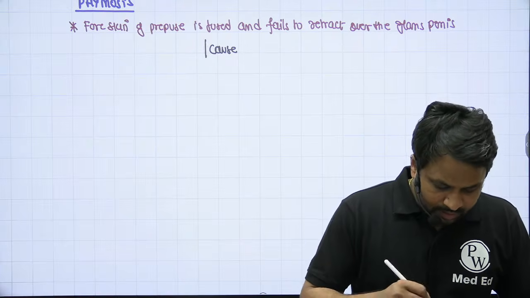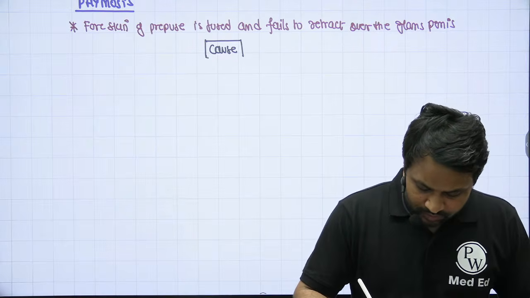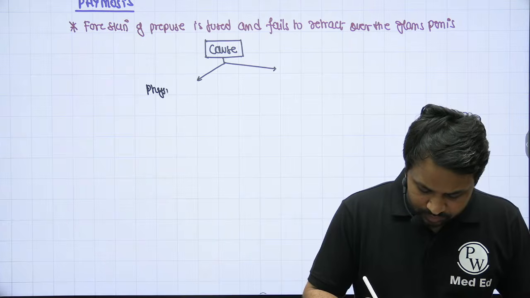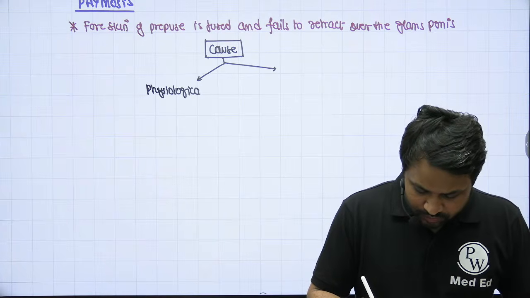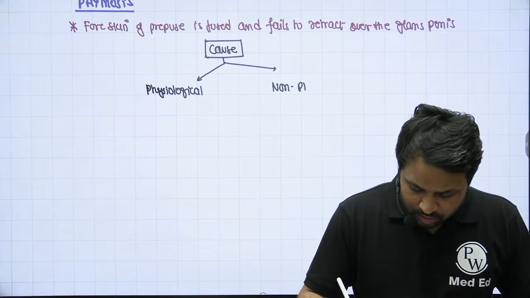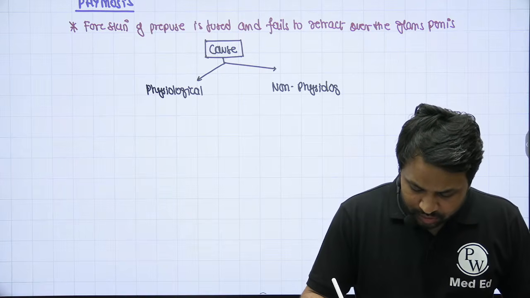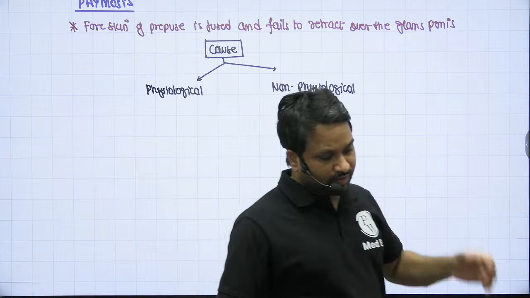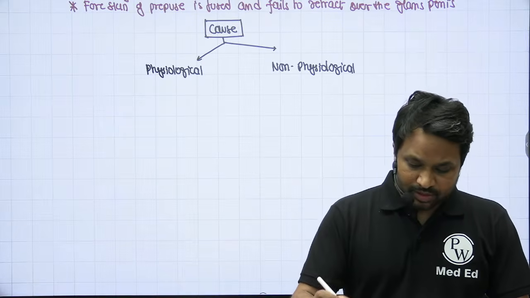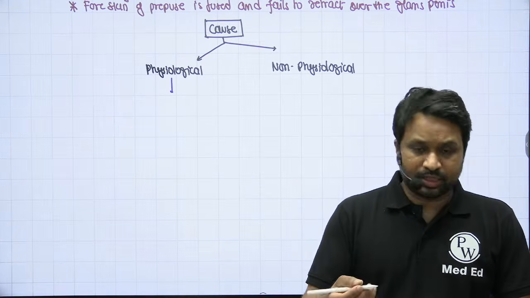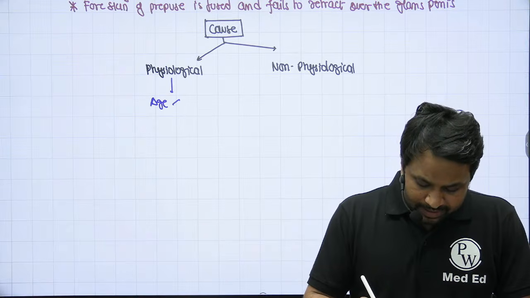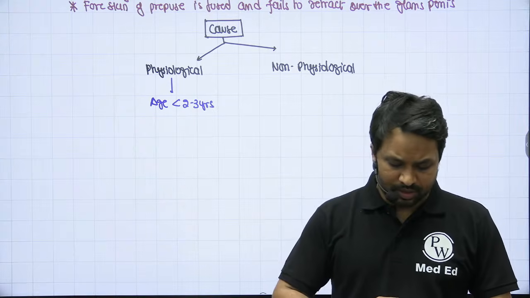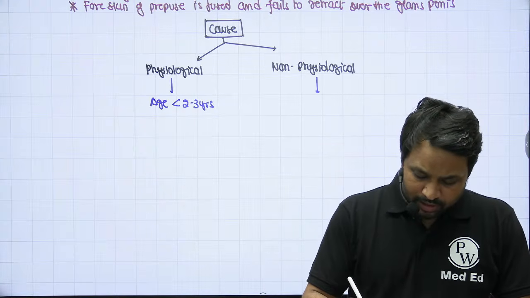One, we have physiological phimosis, another one is non-physiological phimosis. When you say physiological phimosis, that means until a certain age, around 2 to 3 years, so age less than 2 to 3 years, we say the phimosis is physiological. Anything beyond that should be considered to be because of some reason. Non-physiological is all acquired.